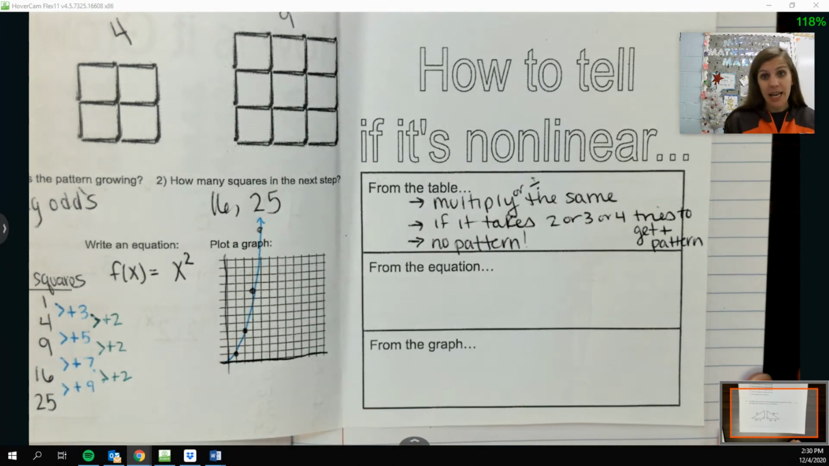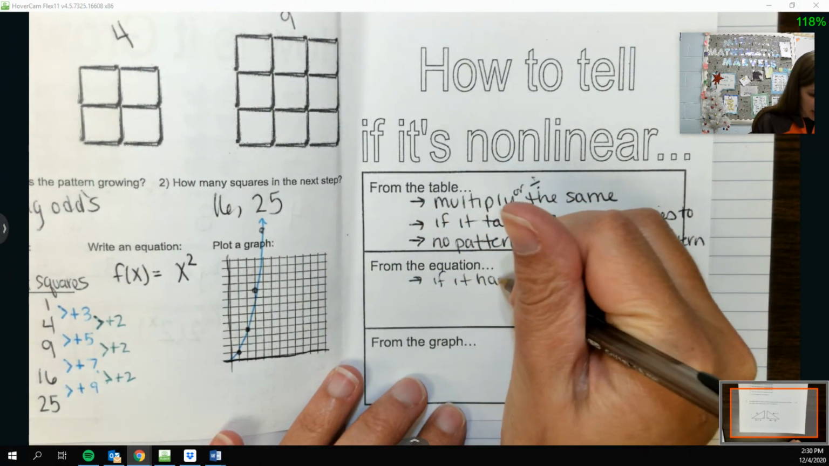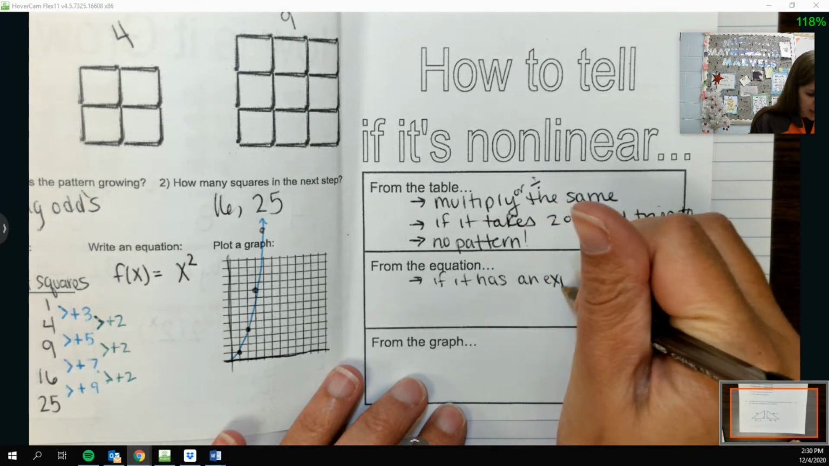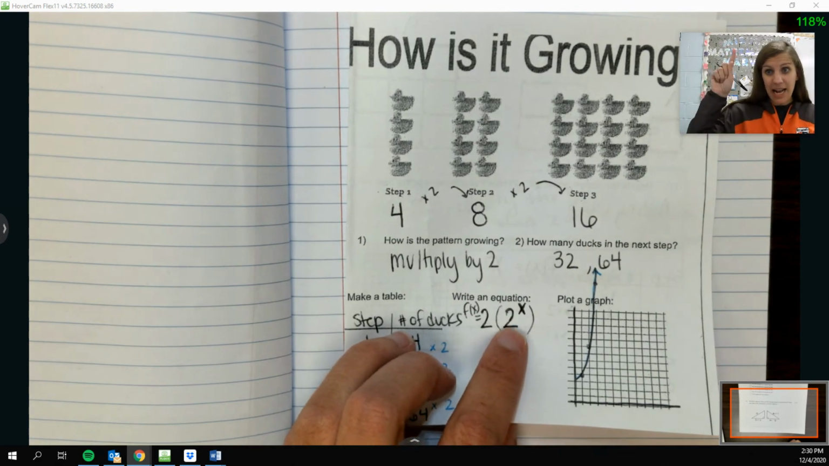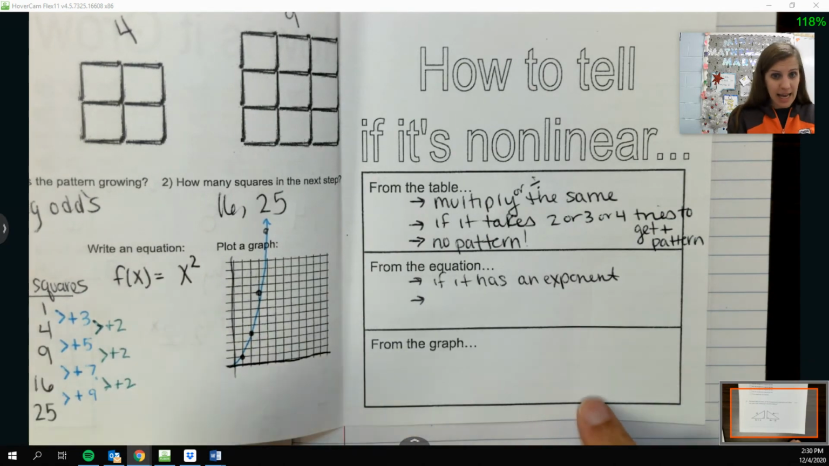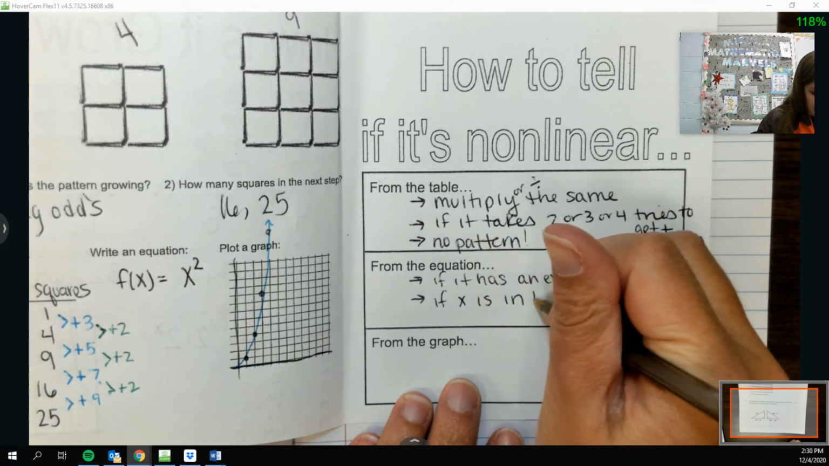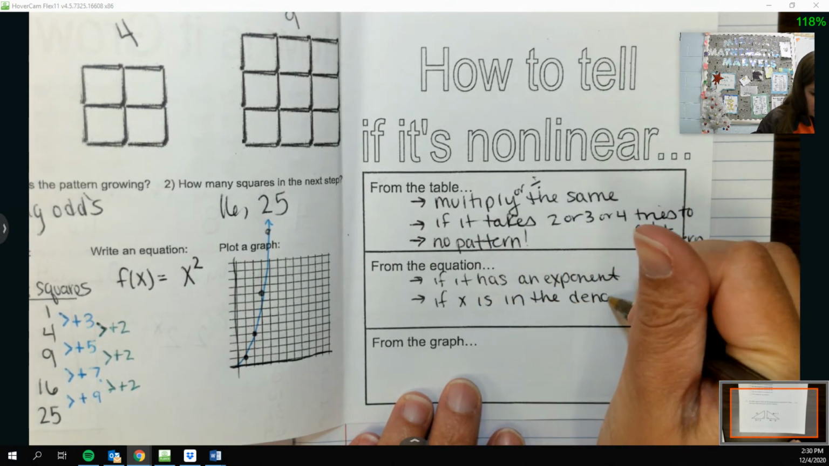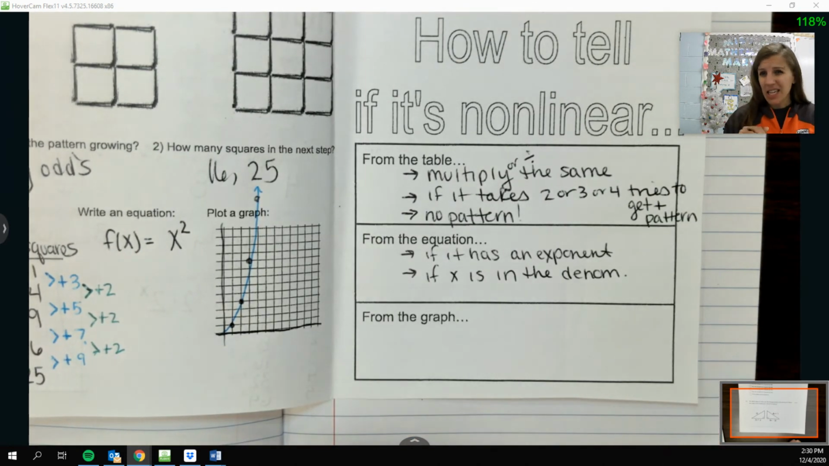I can tell from the equation that it's nonlinear if it has an exponent. So if it has an exponent or power, or like the first one we had, x itself was an exponent. So if it has an exponent, I feel like both those apply, or if x is in the denominator. That would also be bad. And I can tell from the graph that it's nonlinear if it's a curve or just scattered.